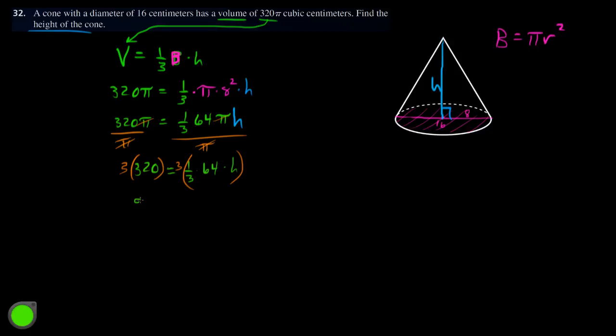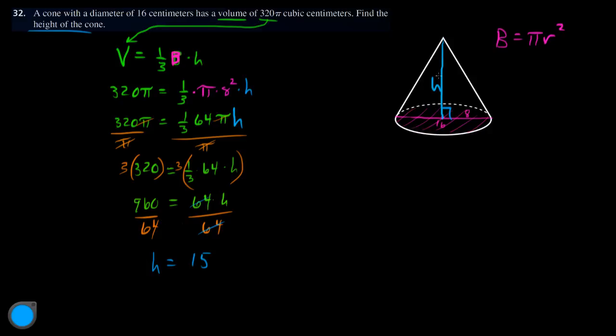So that's 960 is equal to 64h. And then to get rid of that 64, I'll divide both sides by 64. So the most complicated problems are the ones in which you have to use a formula, quote unquote, backwards or inside out. Actually, I'll write this in, and I'll flip it around, right? So this would have canceled with that. So 960 divided by 64 is equal to 15.